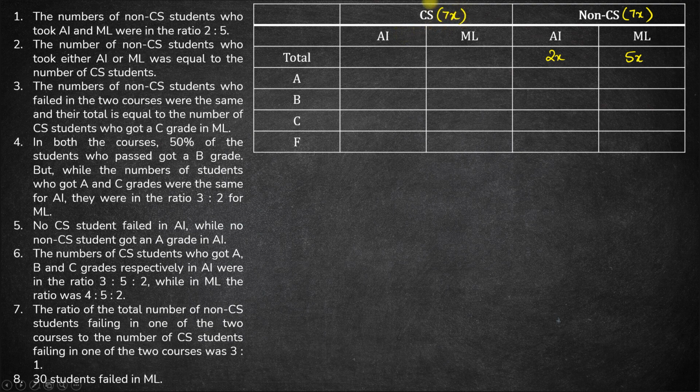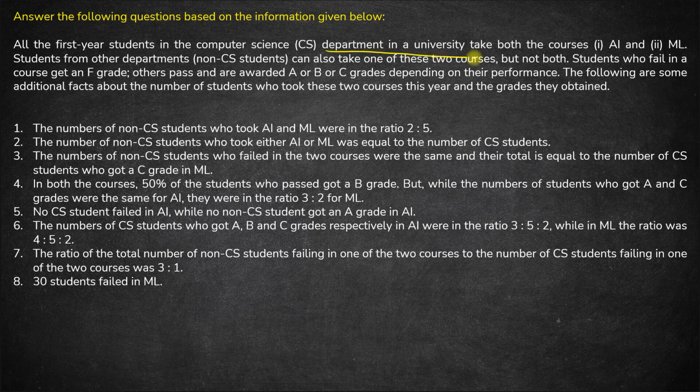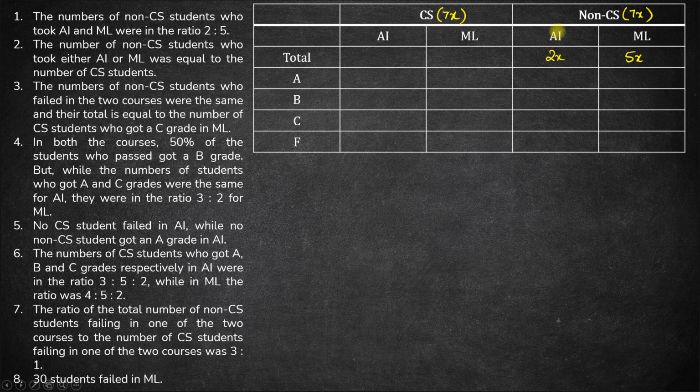Now if this is 7x and we know CS students have to take both these courses, that means the total CS students taking AI is 7x and total students taking ML is also 7x, right? This does not mean that there are 14x students. Students are 7x. All these students take AI and all these students take ML as well. But these 2x are different from these 5x. Non-CS students cannot take both these courses.